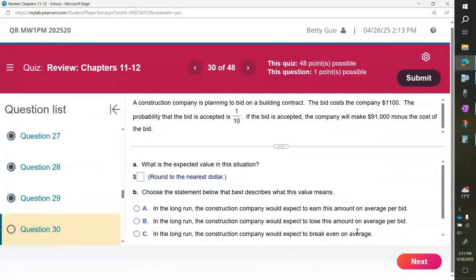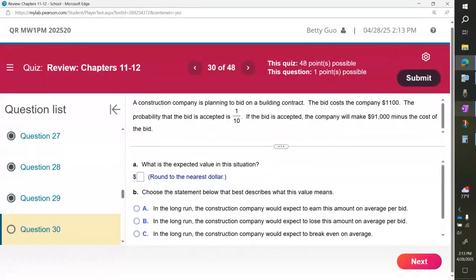About the addition rule. Question number 30. A construction company is planning to bid on a building contract. The bid costs the company $1,100. The probability that the bid is accepted is 1/10. If the bid is accepted, the company will make $91,000 minus the cost of the bid. What's the expected value in this situation?